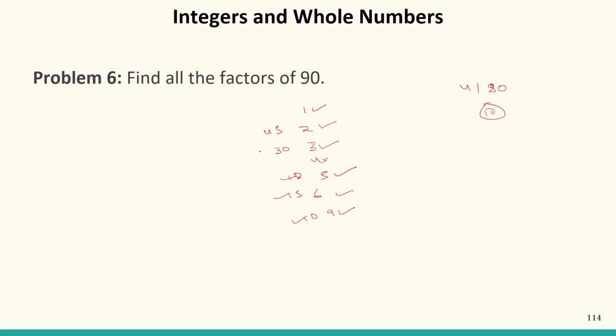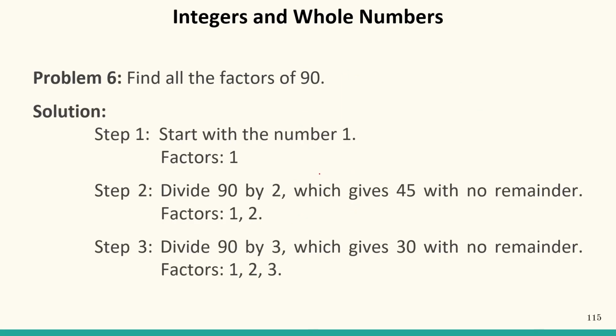1, 2, 3, 4, 5, 90 itself also. So 1, 2, 3, 4, 5, 6, 7, 8, 9, 10, 11, 12. Okay, so there are 12 factors listed as these, which actually divide 90.